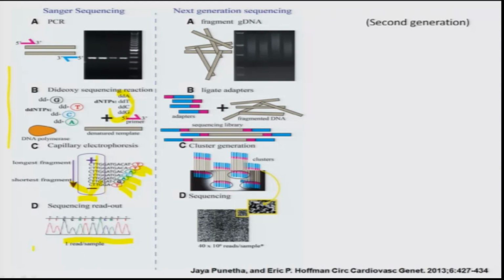At the end of the capillary, what comes out, what fluorescence it gives, that is how you read the sequence. Whereas in next generation sequencing, what you do is you take the whole DNA and then you fragment it. So that is what is shown here.